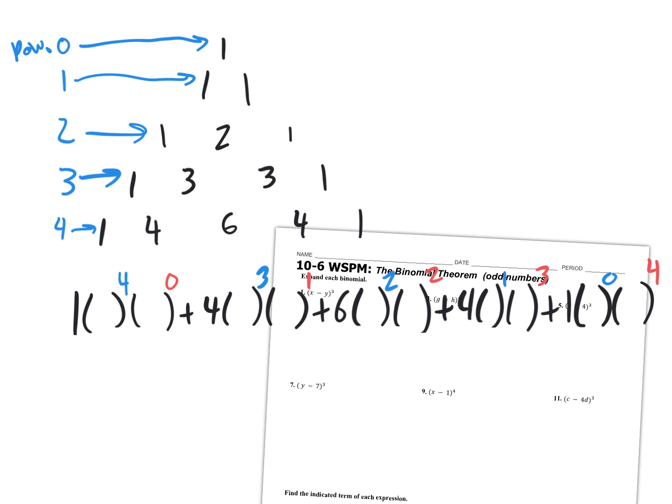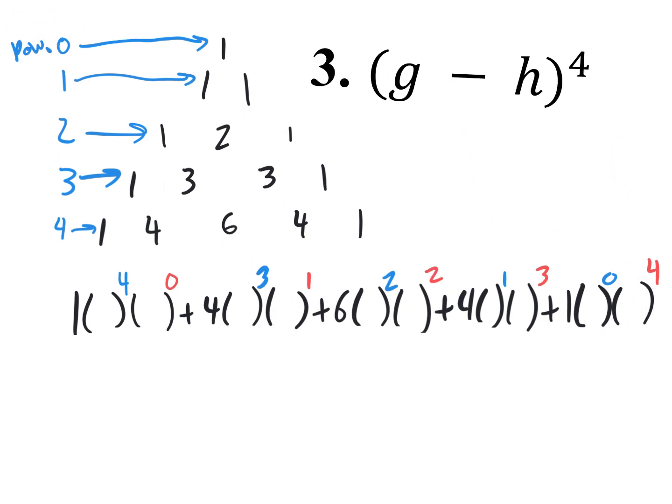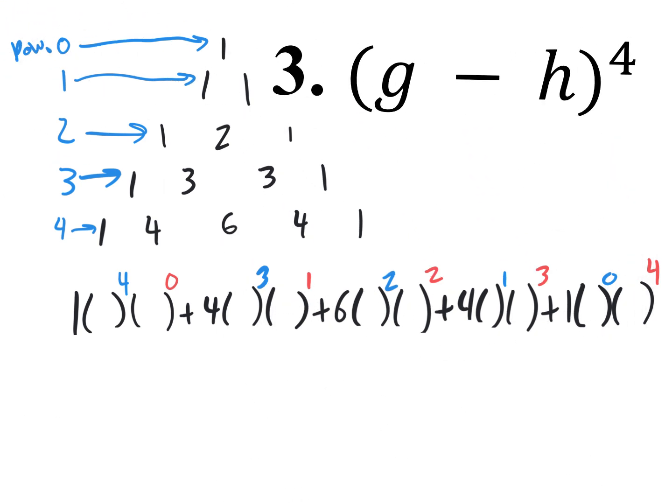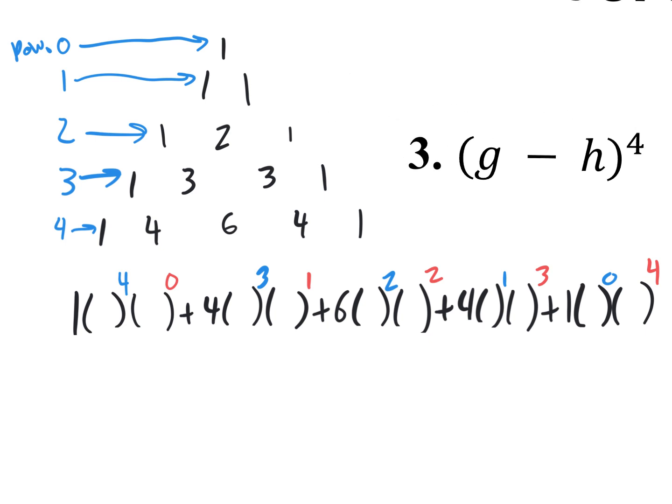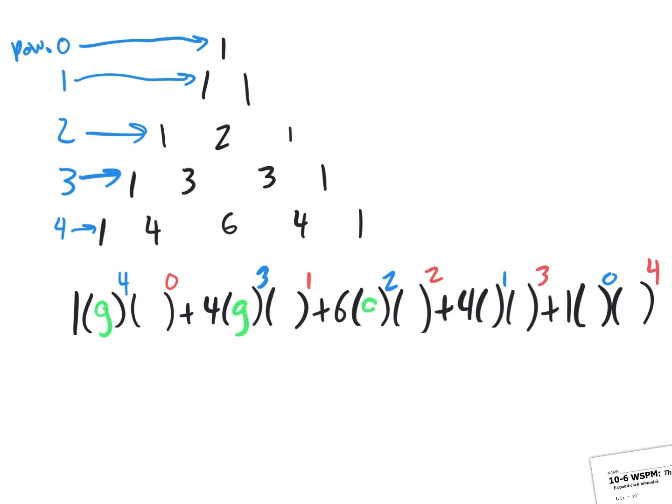So going back to the one you just asked me, number 3, the first part is going to be the g, and the second part is going to be the negative h. So the first part's g, the second part is negative h. Put a g on all your first parentheses. And the second part is negative h. So put a negative h right there, negative h right there, negative h right there, negative h right there, and a negative h right there on the last one.